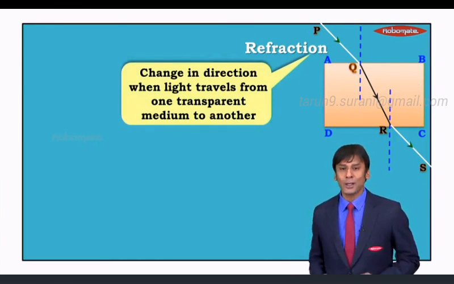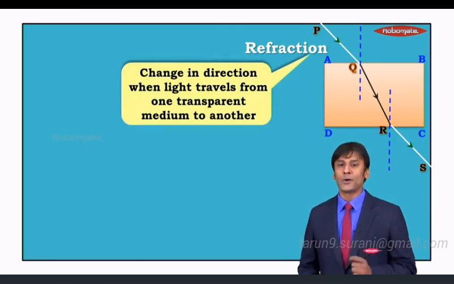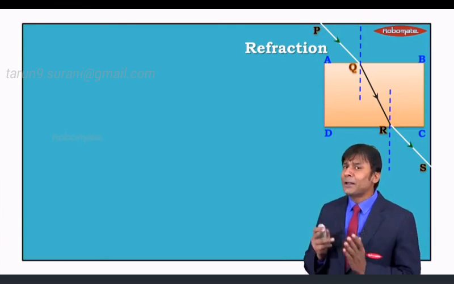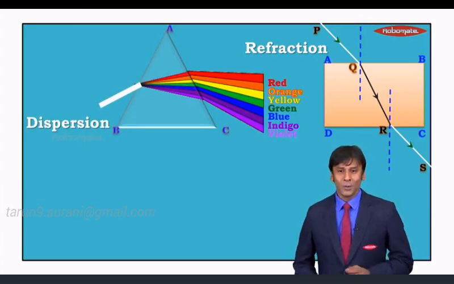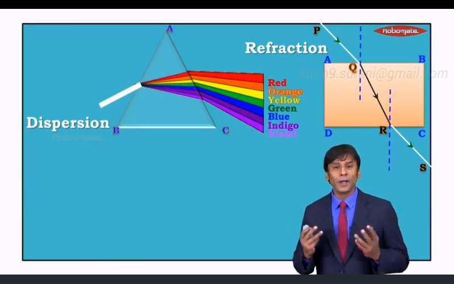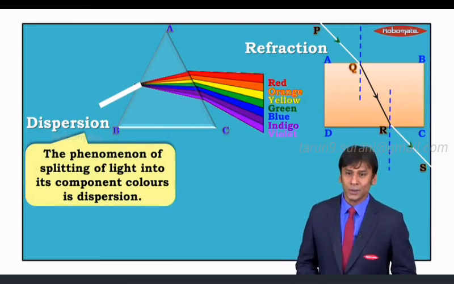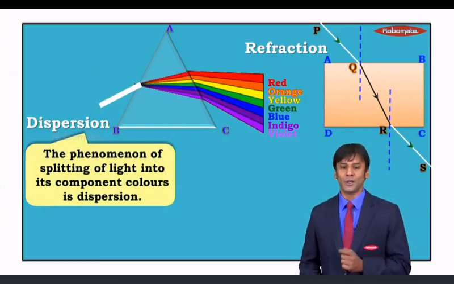Now what is refraction? Refraction is a change in direction when light travels from one transparent medium to another. The second law that we studied a little later in the chapter was the law of dispersion of light. What is dispersion? When a beam of white light is made to pass through a prism, it separates into seven colors. So the phenomena of splitting of light into its component colors is dispersion.